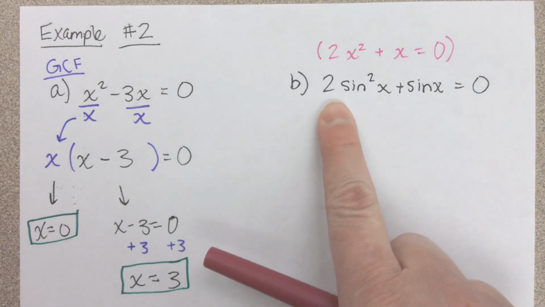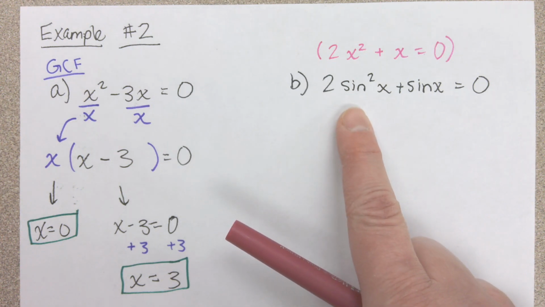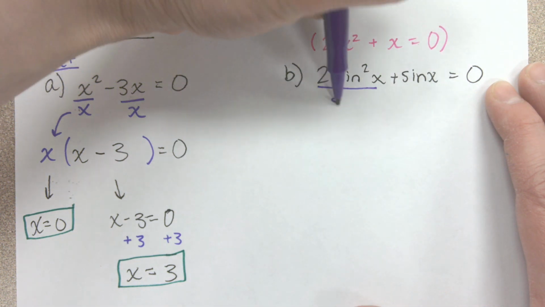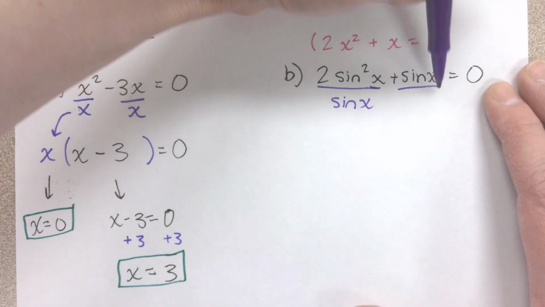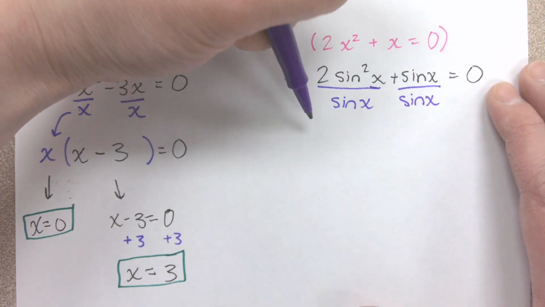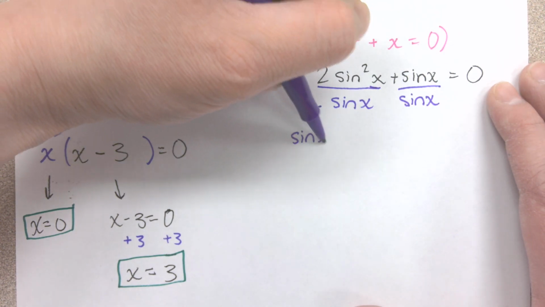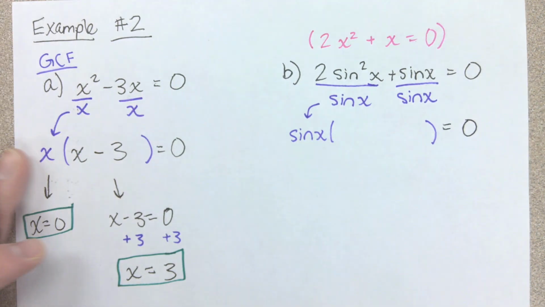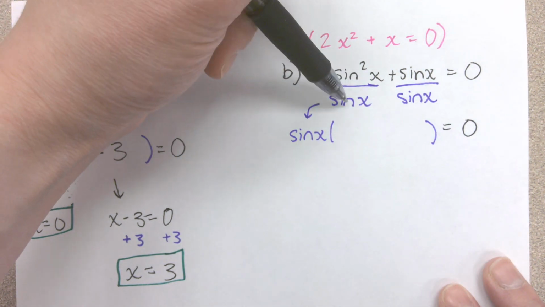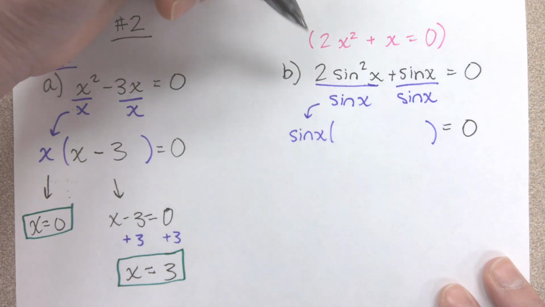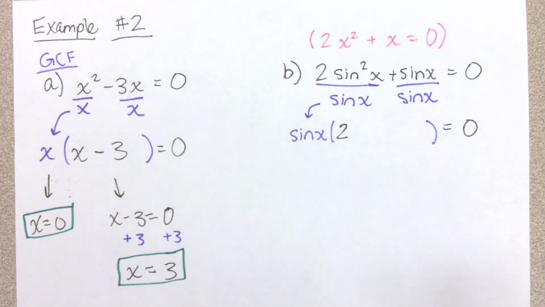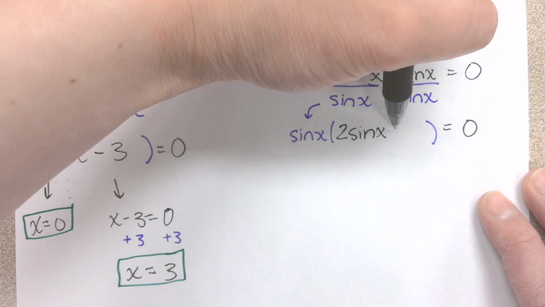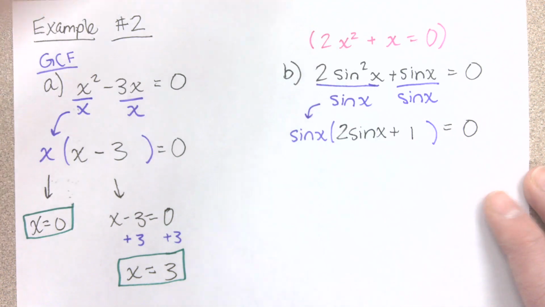All right, we've got sine in both of these terms here. So this is another GCF problem. We can take a sine out of both of these. Sine comes out. First term, we have sine squared over sine, so that's going to leave a single sine left. That 2 just hangs out there. It doesn't cancel at all. So this becomes 2 sine of x plus sines cancel, so this is just 1.